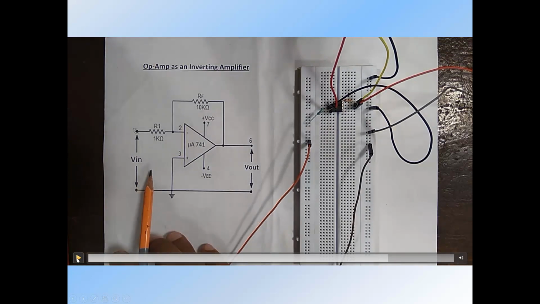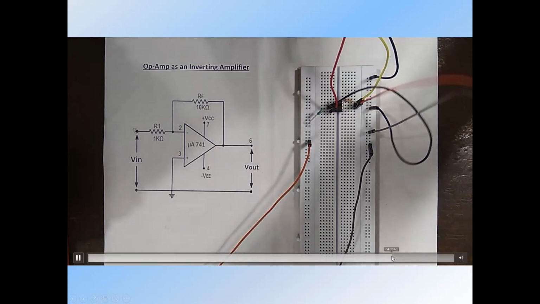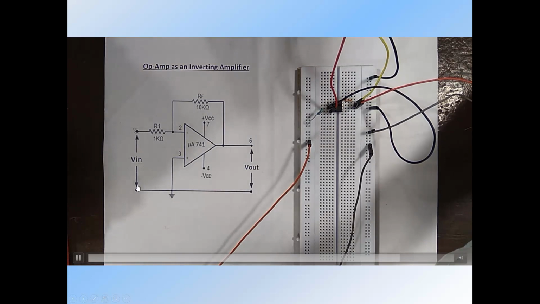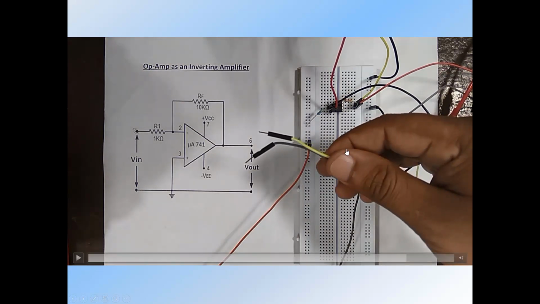And next step is measurement of input signal on DSO. For this, other channel of DSO will be connected to this point through jumper wires. For this, these two jumper wires, yellow and black, are connected to second channel of DSO.